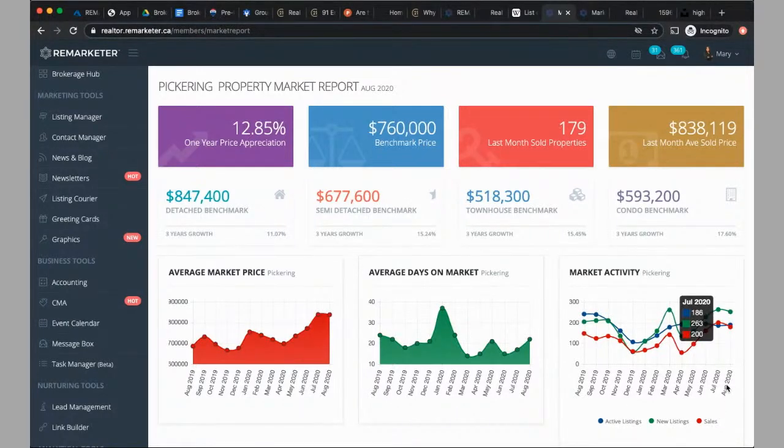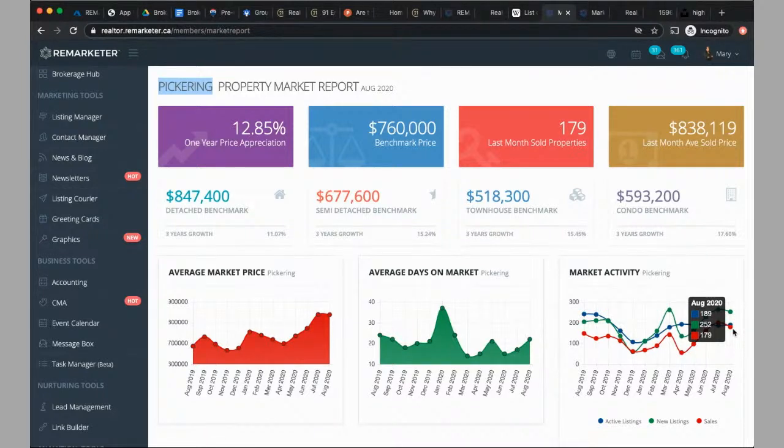So we're looking at August 2020, for example. At the end of August 2020, there are 189 active listings. So this number of listings in Pickering are sitting in the market. Now, new listings are the number of properties that came into market during August 2020. So we had 252 properties come to the market during August 2020.